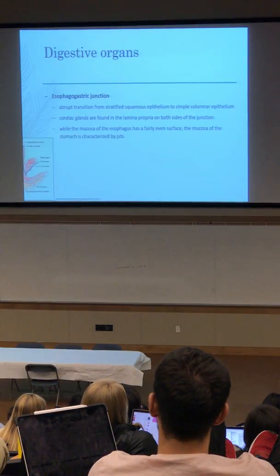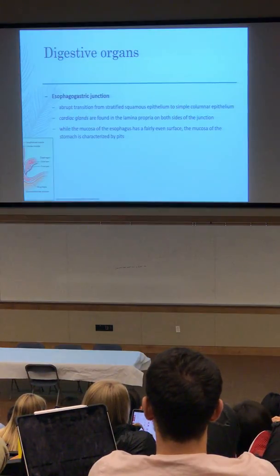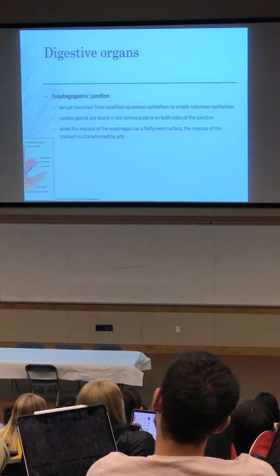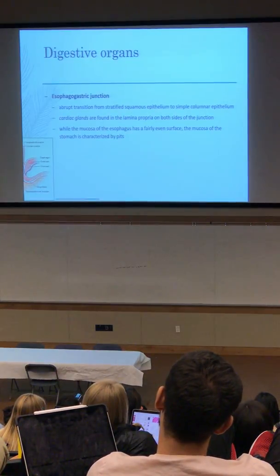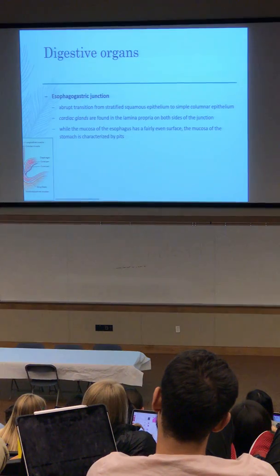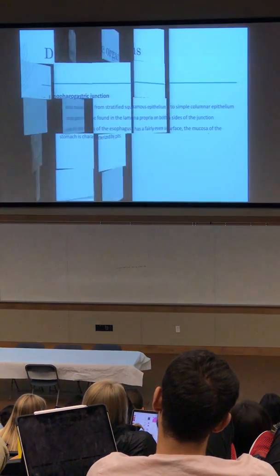While the mucosa of the esophagus is fairly even, the mucosa of the stomach is characterized by pits. So the surface of the esophagus was fairly smooth. When you get to the stomach, you're going to have all these pits extending downward from the surface. And so all of a sudden you see this transition in the type of epithelium, and you also see all these pits that weren't there in the esophagus.